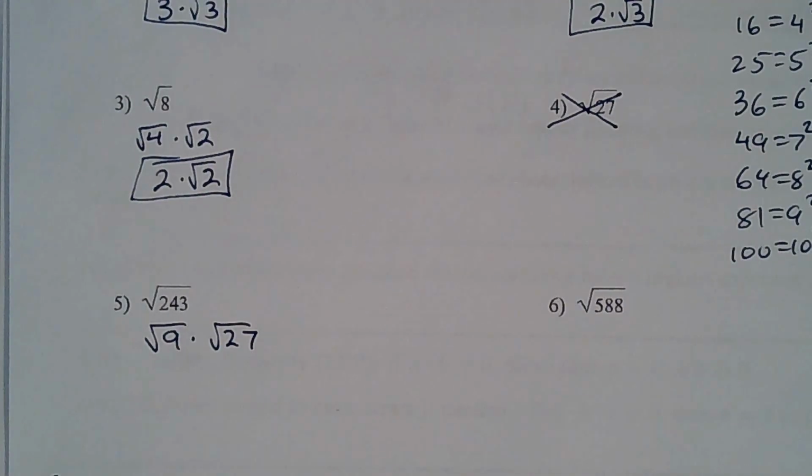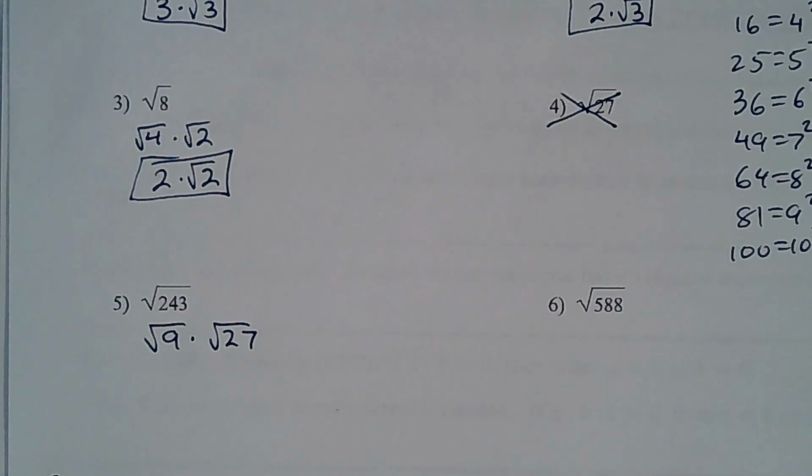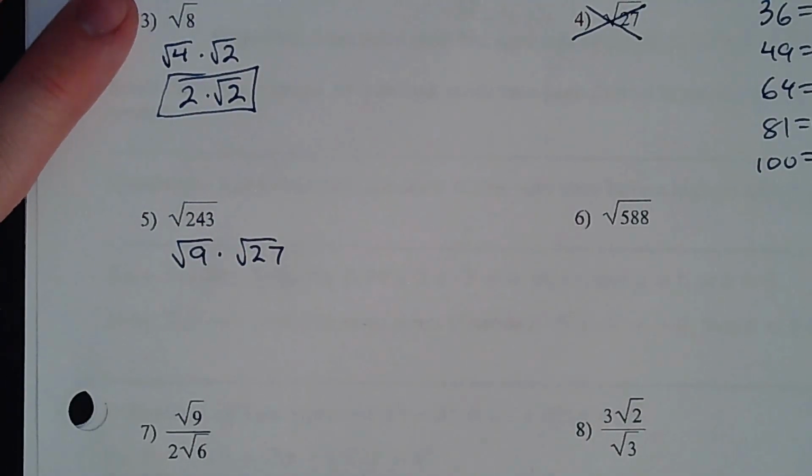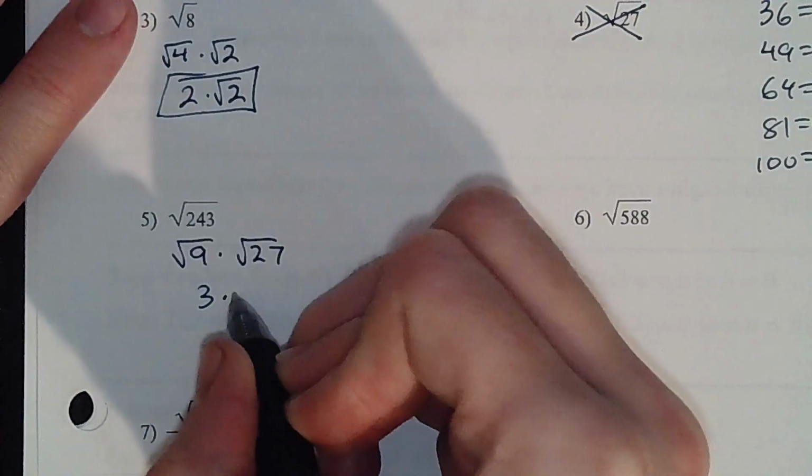I'm going to double check myself. I think so. That is definitely correct. So after that, this guy is going to be 3 times the square root of 27.